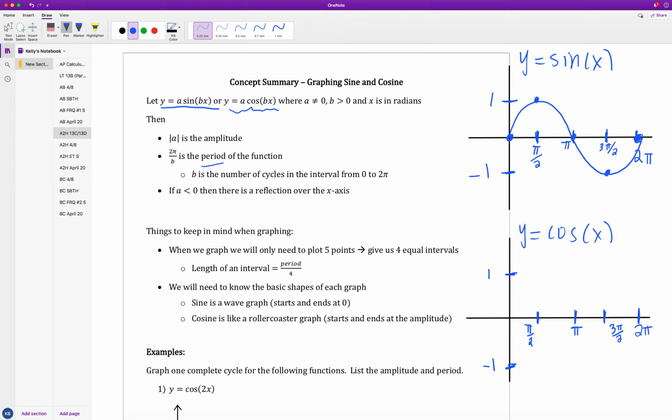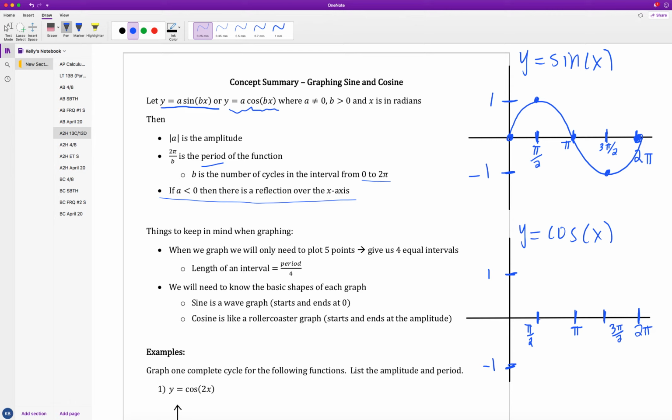For all of our examples, our goal will be to graph one complete cycle. So a lot of our graphs are not going to end at 2 pi anymore. They might end sooner if I'm compressing it, or they might end later if I'm stretching it out. Then the last thing to keep in mind, as we've done with any graph this year, if A is negative, then there's also that reflection over the x-axis.